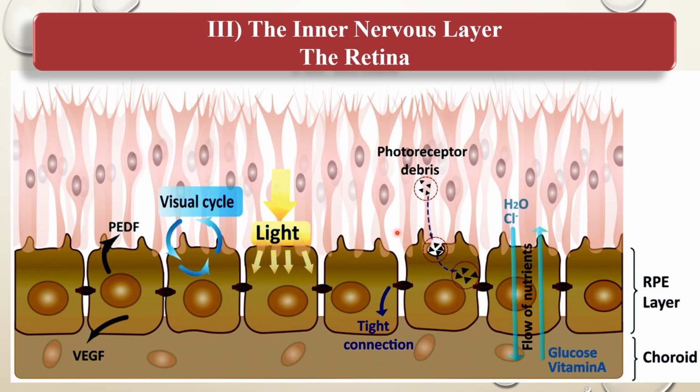Formation of the outer blood retinal barrier by the lateral junction complexes between cells to protect the retina from the harmful molecules in blood vessels in the choroid.